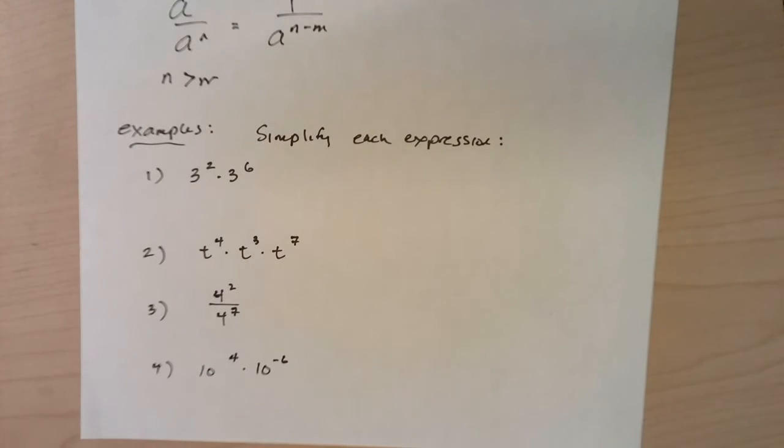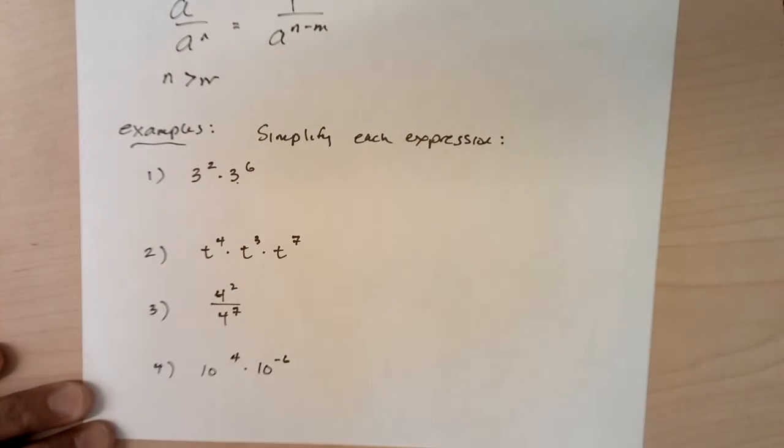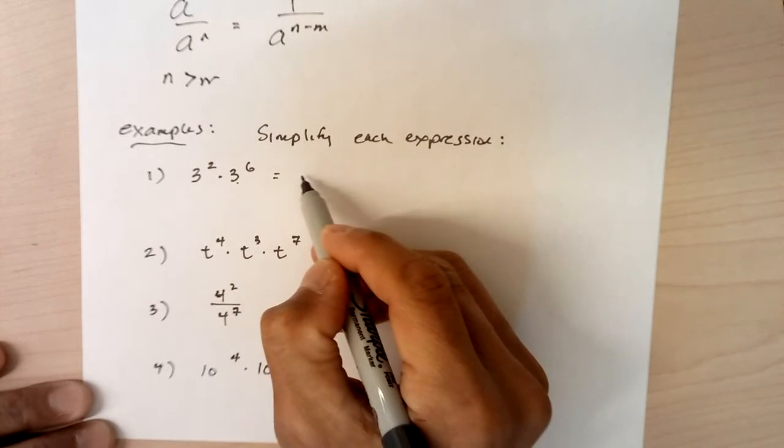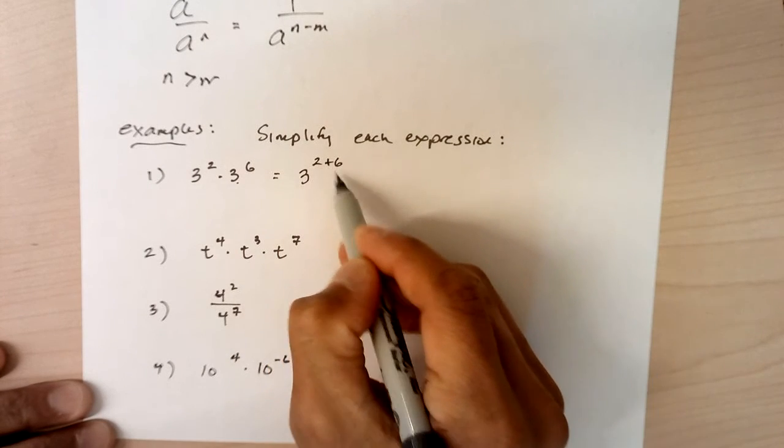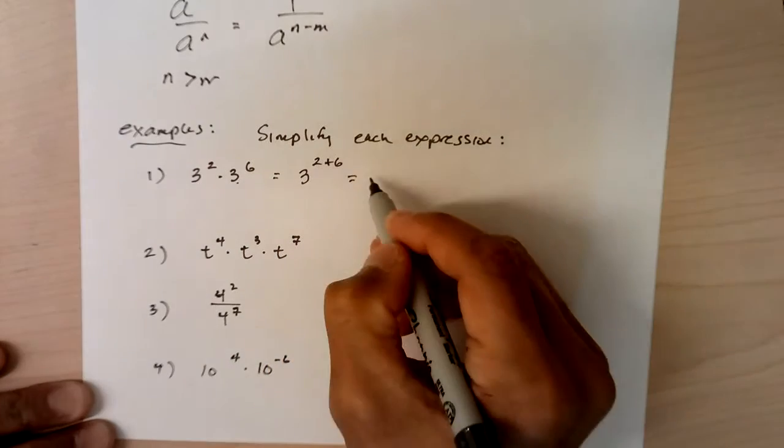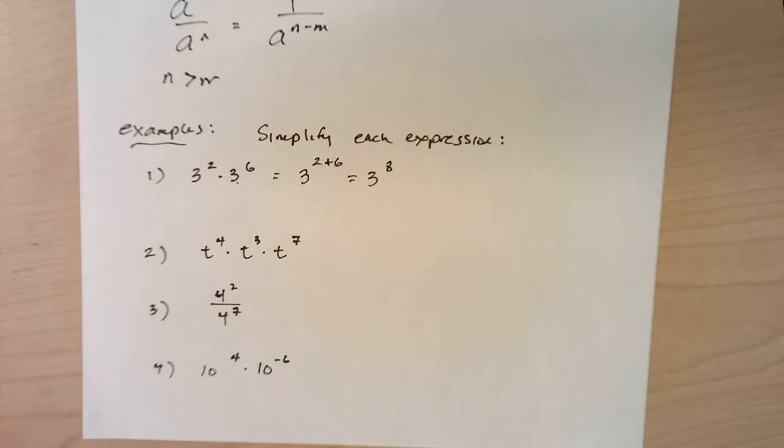All right, now trying to apply some of the properties that we just covered. So on number 1, I want to simplify each of these expressions. 3 squared times 3 to the 6th. I have the same base here, different exponents, which means I could add the exponents. 3 to the 2 plus 6. Maybe you skip writing it like that and then just go to 3 to the 8th.